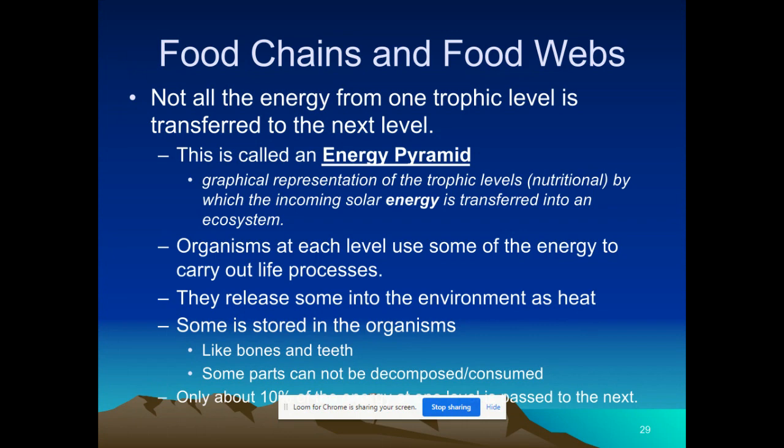Organisms at each level use some of the energy to carry out life processes. They release some into the environment as heat, and we talked about that. Some is stored in the organisms, like in bones and teeth. Some parts cannot be decomposed or consumed, like your bones can't really be broken down. Now, you can't read it on this little thing right here, but you'll be able to see it. This is key: only about 10% of the energy is passed to the next level. So 90% of the energy is lost. When we're eating a piece of lettuce, we're only getting 10% of the energy. We're losing 90% of it.